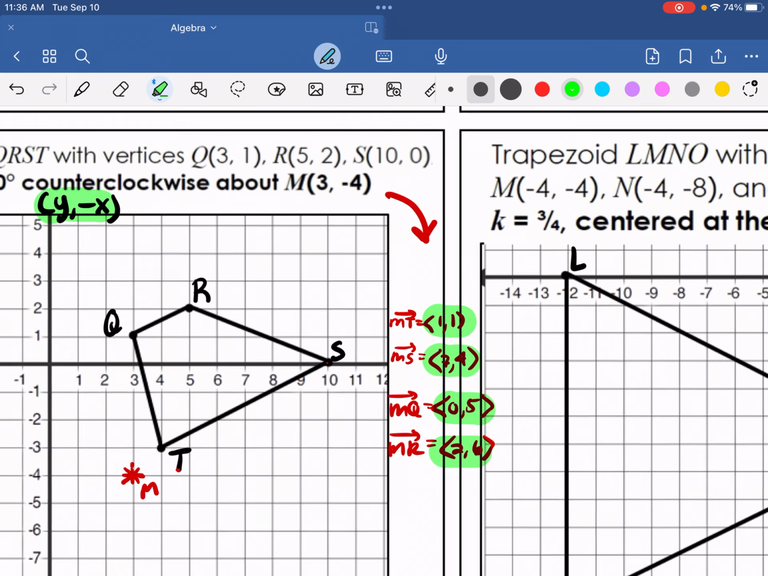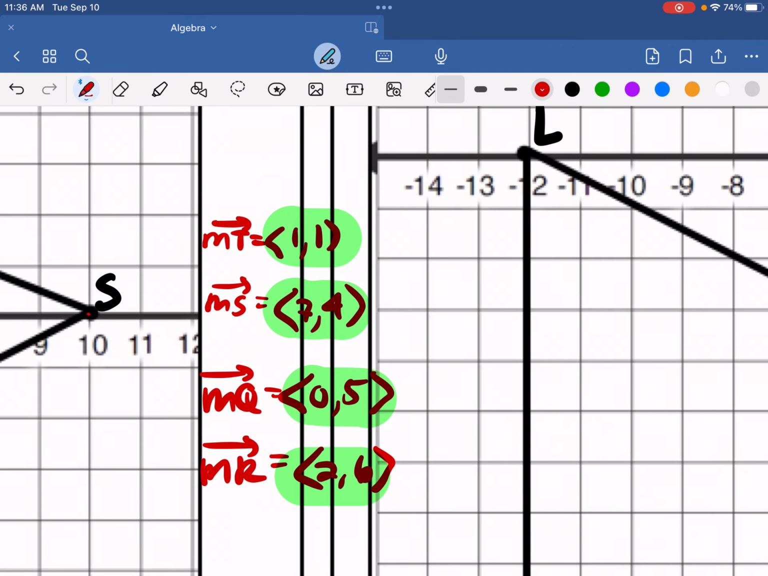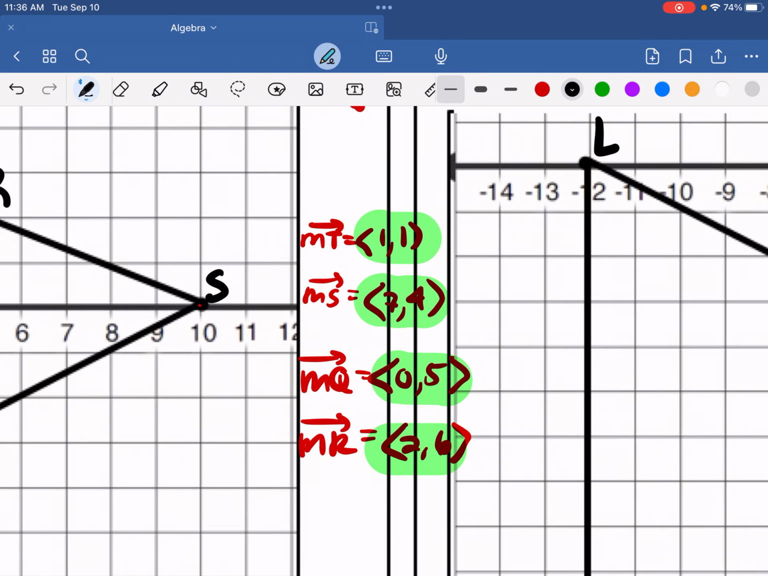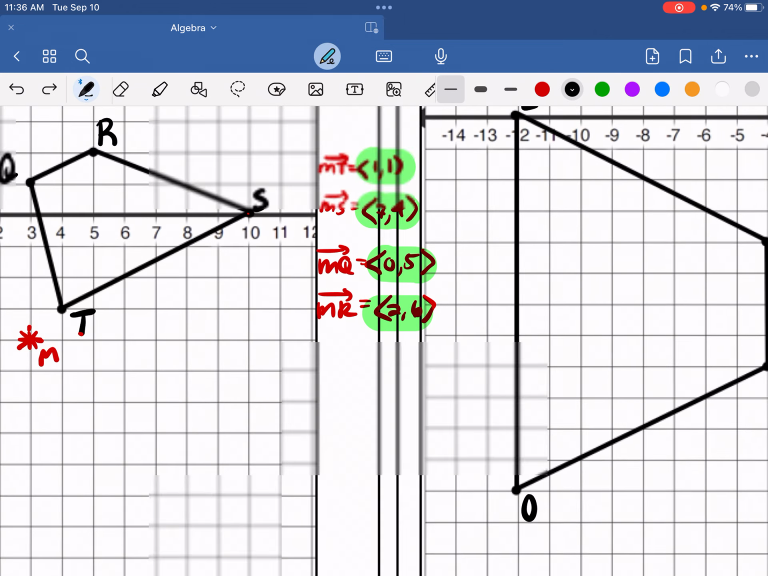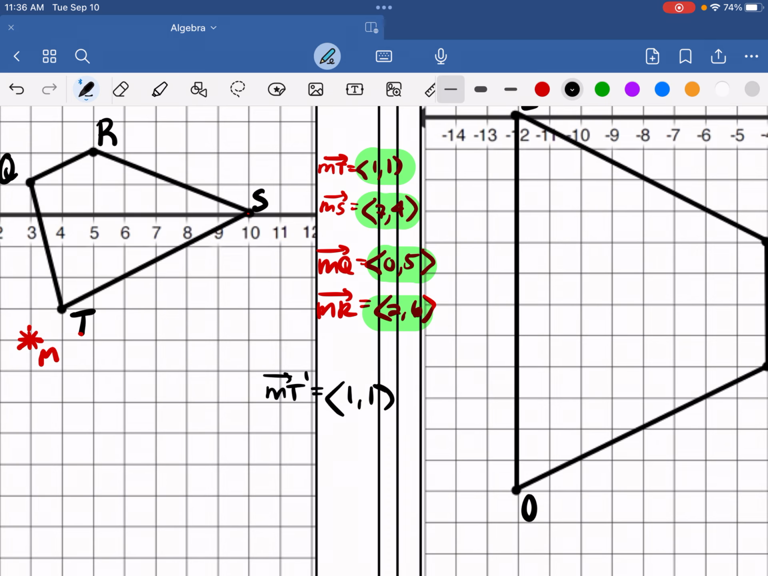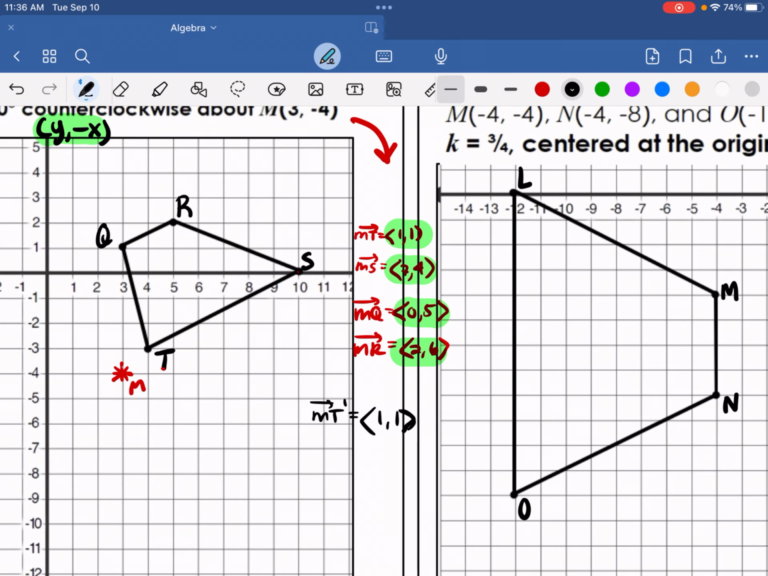So my new vector is going to be, I don't know where to write it. I'm going to write it on this side because I don't have space. MT prime, new vector. You switch them, so it's still 1, 1 because they switch, but the x becomes negative. Now the vector for MS prime is now 4, -7.